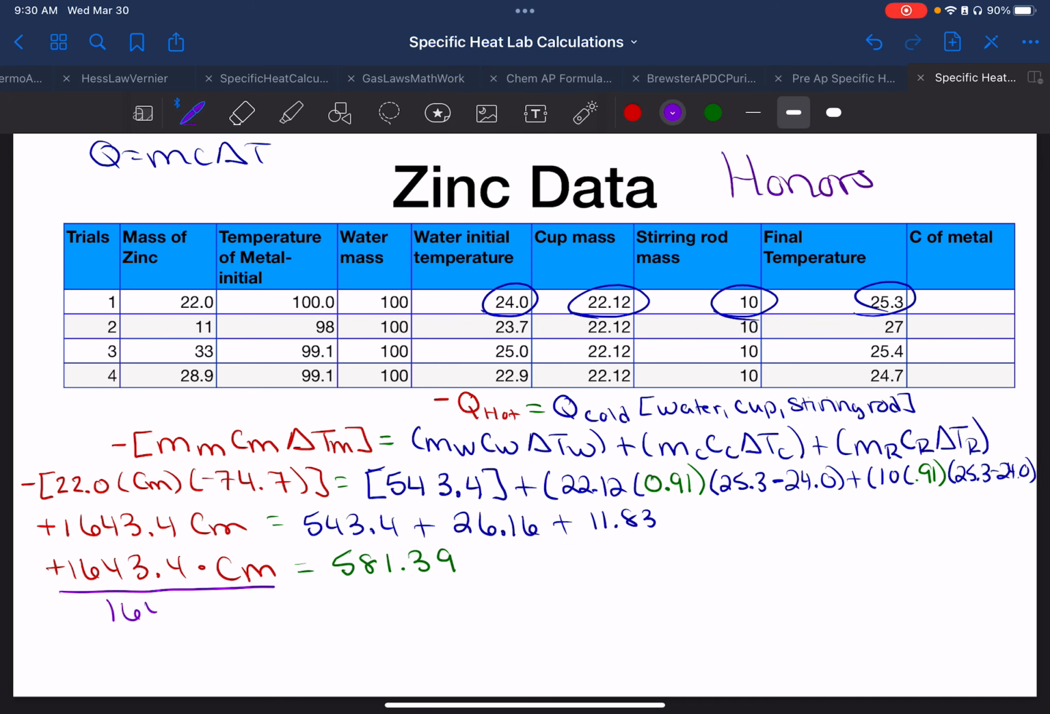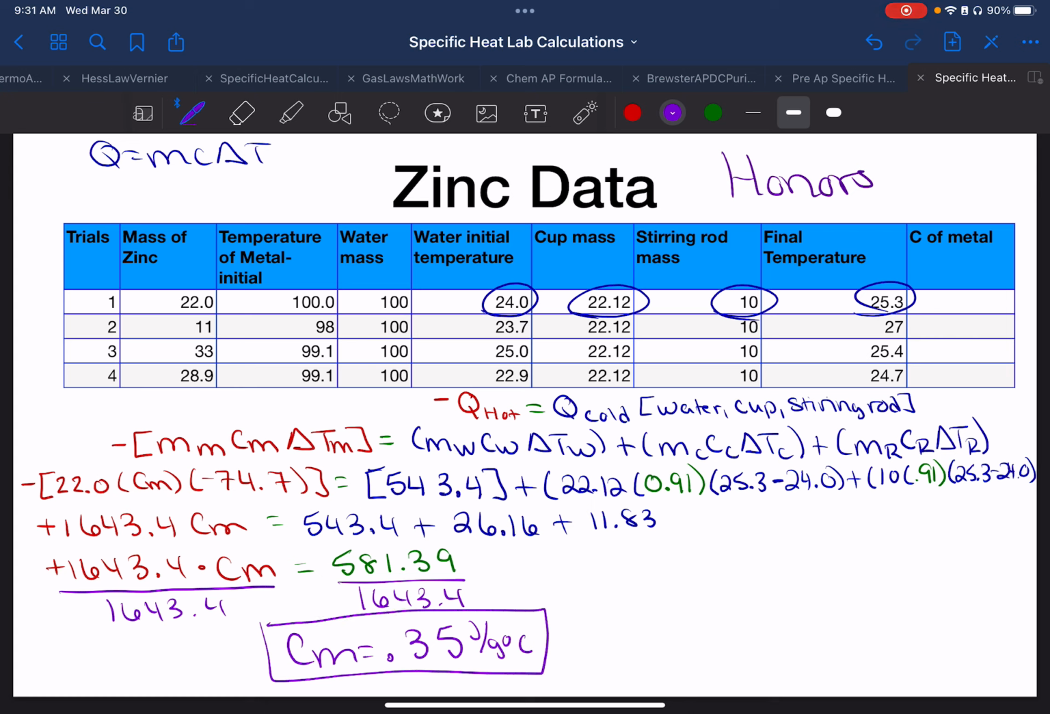Okay. So just as we've done before, we are going to divide out the 1643.4, and we're going to get that our CM equals 0.35. So it may not look like it did much, but for you guys, it should help improve your percent error.